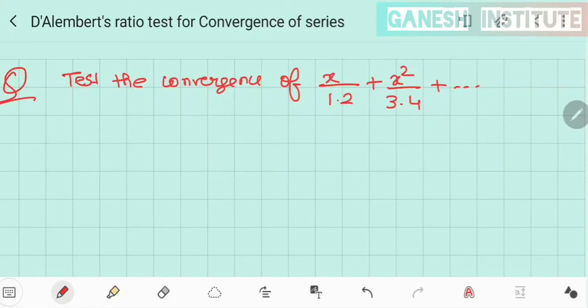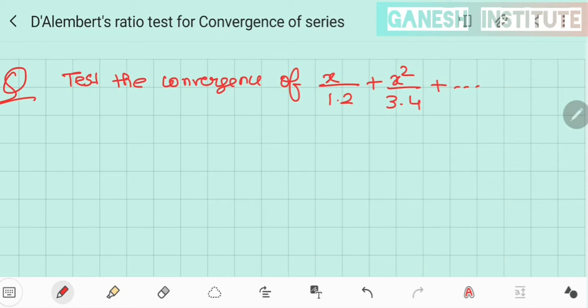So today we are going to discuss another test to check whether an infinite series is convergent or divergent. In this range of tests, we are going to discuss D'Alembert's ratio. So the question is in front of you: check the convergence of this series.